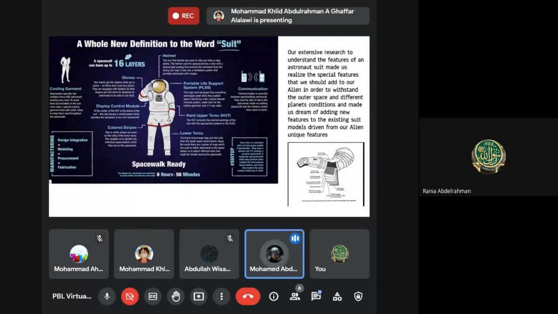Our extensive research to understand the features of an astronaut suit made us realize the special features that we should add to our alien in order to withstand outer space and different planets' conditions, and made us dream of adding new features to the existing suit models, driven from our alien's unique features.